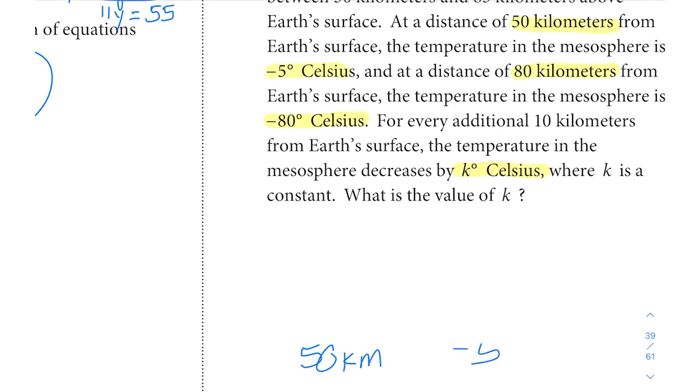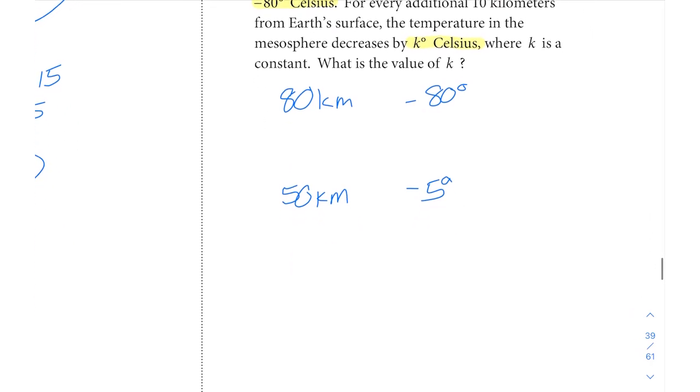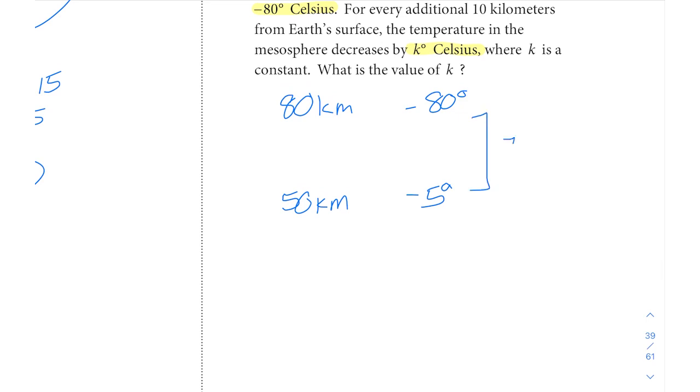So let's see if we can draw a picture of this. So here, when we're at 50, the temperature is negative 5 degrees. And when we're at 80 kilometers, the temperature is negative 80 degrees. So if we're trying to figure out a rate of change in that temperature for every 10 kilometers, let's see if we can figure out the temperature change per kilometer. So we're just going to take the difference for each of these. Here, that's a difference of 75, and here, that's a difference of 30 kilometers. So the temperature change is 75 degrees for every 30 kilometers.